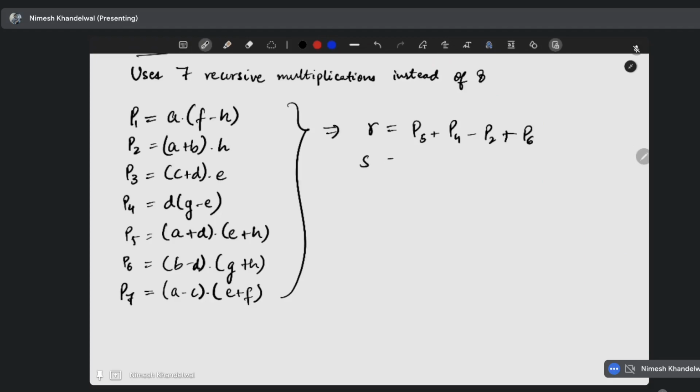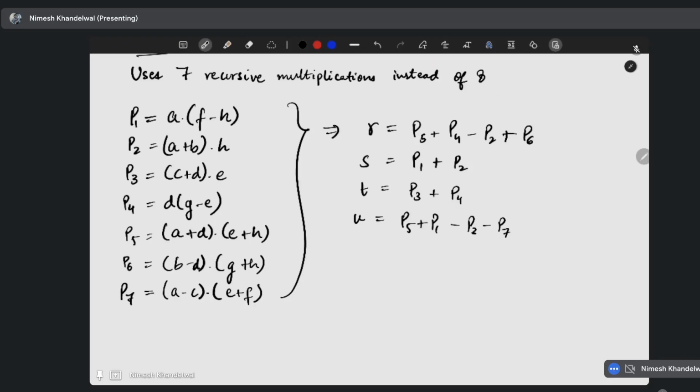S is P1 plus P2. T is P3 plus P4, and U is P5 plus P1 minus P3 minus P7, right?